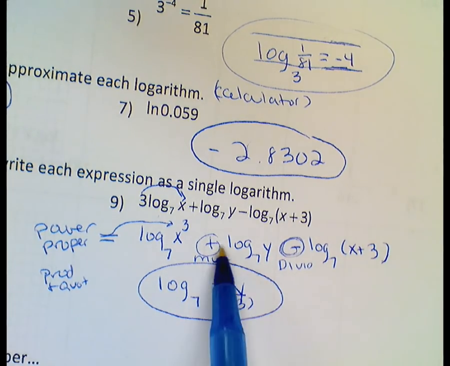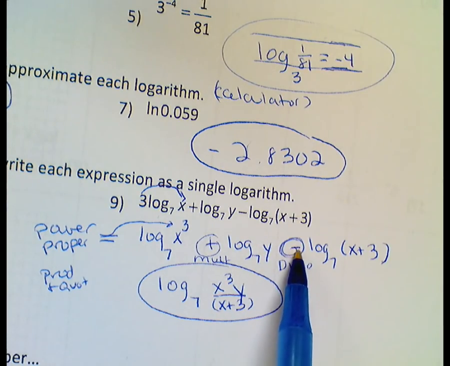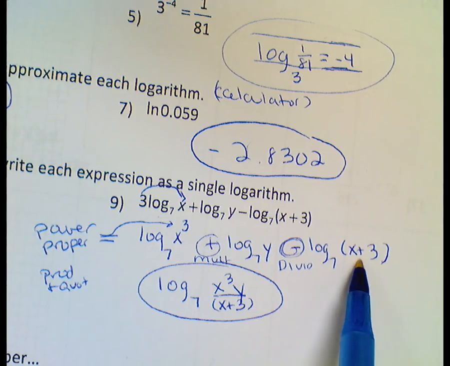So if you see a plus, you multiply the 2 numbers that the plus sign is between. But when you see a subtraction, that log goes in the bottom. You're dividing it. That's all you have to do. You're done.